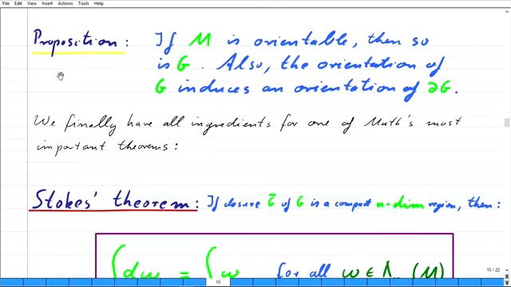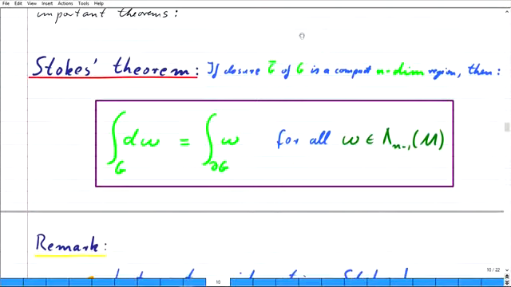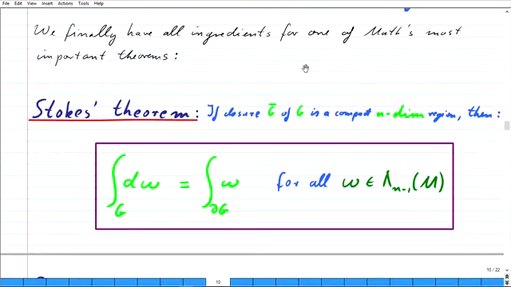So if M is orientable, then any region within it is also orientable. That's obvious because it's a less stringent condition on the charts. And also the orientation on the region induces an orientation on the boundary of the region. Now we have all the ingredients for Stokes' theorem. Stokes' theorem being one of the most important theorems in mathematics, and certainly one of the most beautiful.